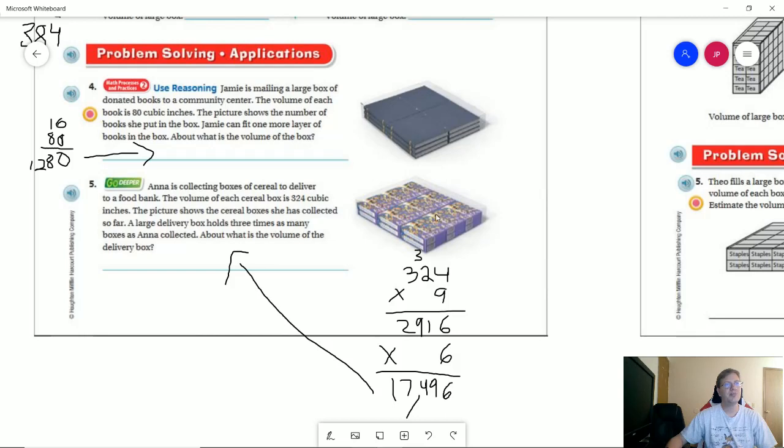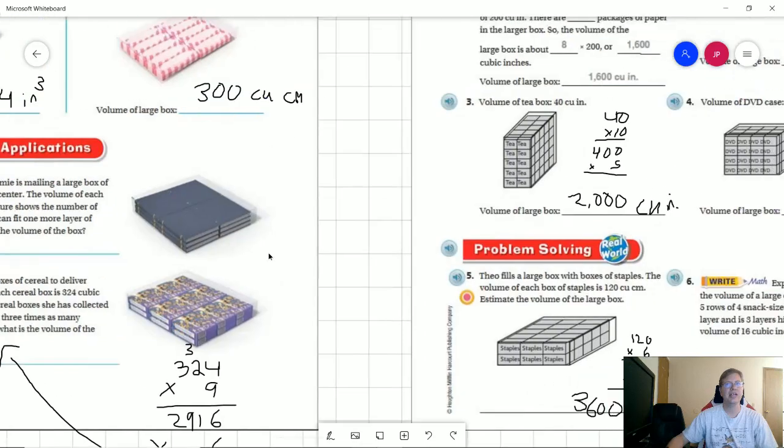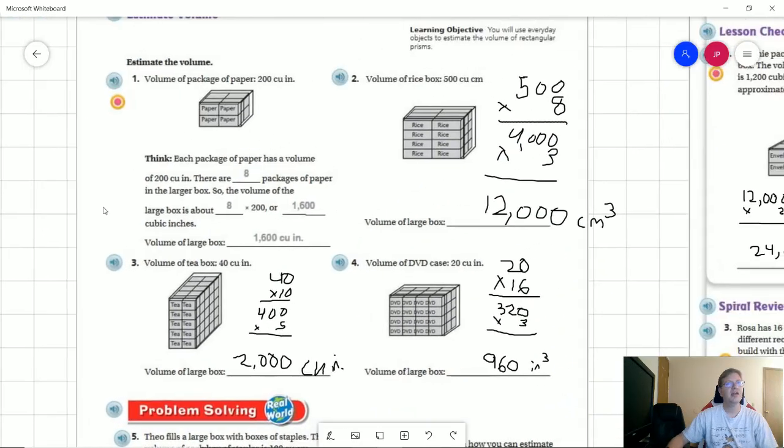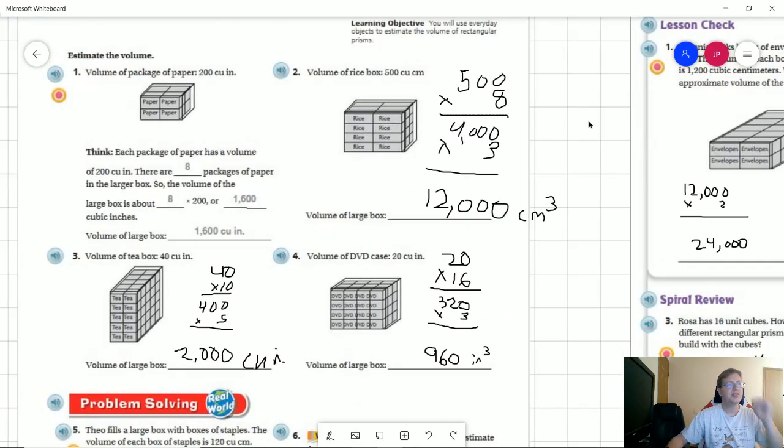If we triple the number of boxes we have in here, we will end up with 6 layers. So 2,916 times 6 will give us 17,496 cubic inches for our answer. And so I'm kind of doing something similar as we keep going.